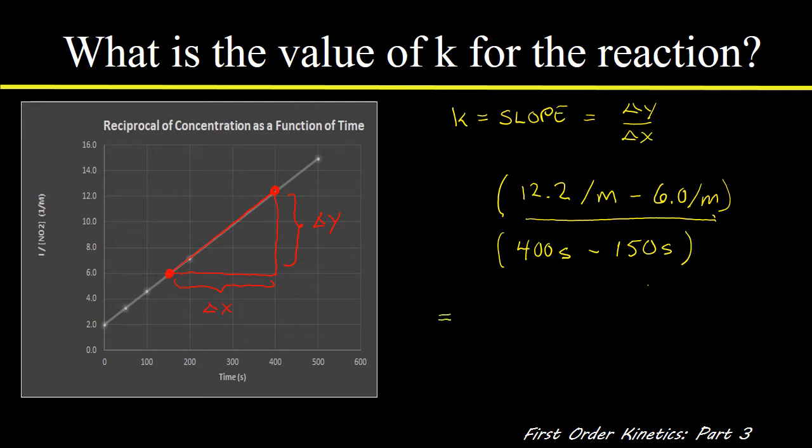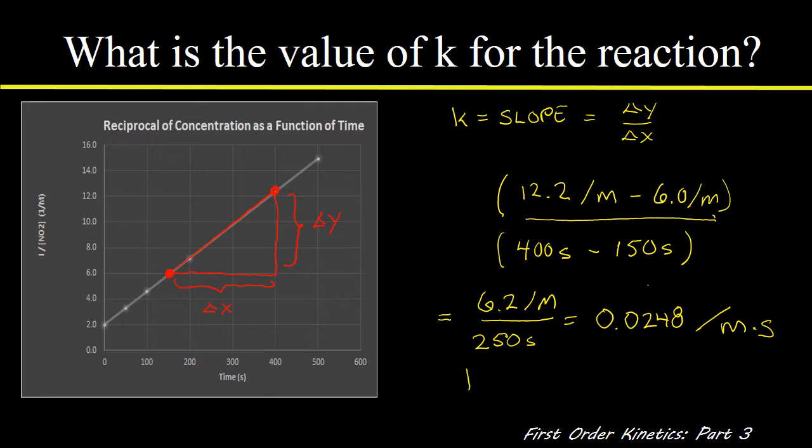All right. And if we subtract those in the numerator, we get 6.2 reciprocal molar. And on the bottom, we get 250 seconds. When we put that in our calculator, I got 0.0248. And then we'll look at the units. In the numerator, we have reciprocal molarity, and in the denominator, we have seconds. So that's also in the denominator of our result.